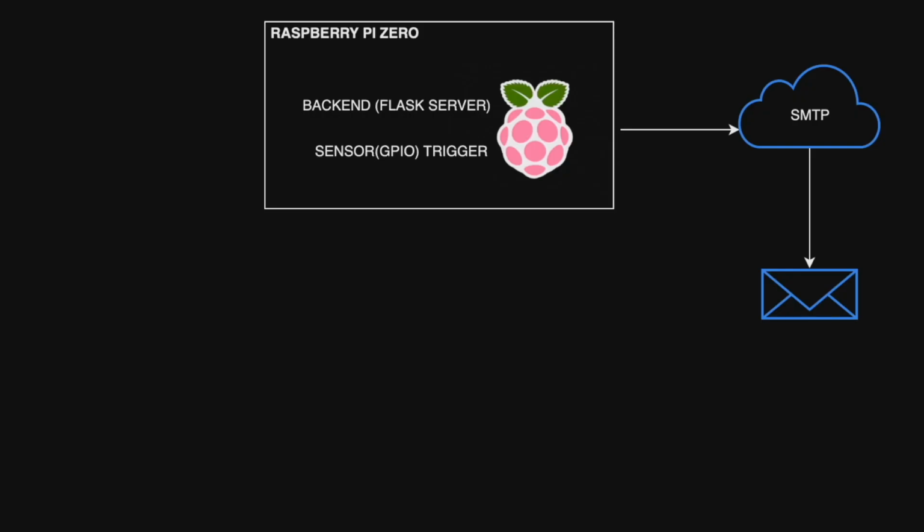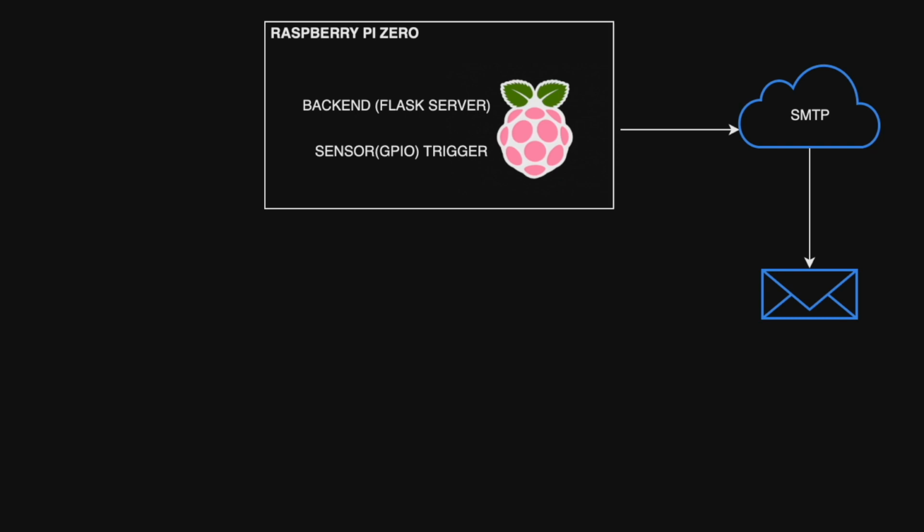Hi guys, before jumping into the code, let's talk a little bit about the architecture of this project. In this case, Raspberry Pi is hosting my backend, my Flask server, and also is the trigger for GPIO signals. If GPIO state changes from high to low, it triggers an external SMTP server, which is sending the email to the desired recipient. There are a lot of free SMTP providers on the internet. We will set up an account later, so don't worry about it.